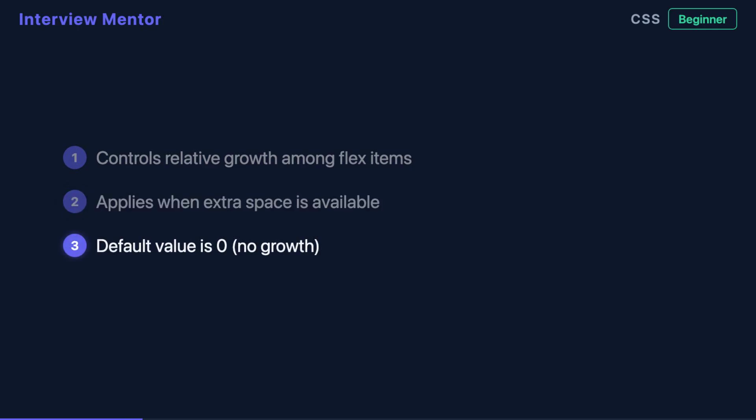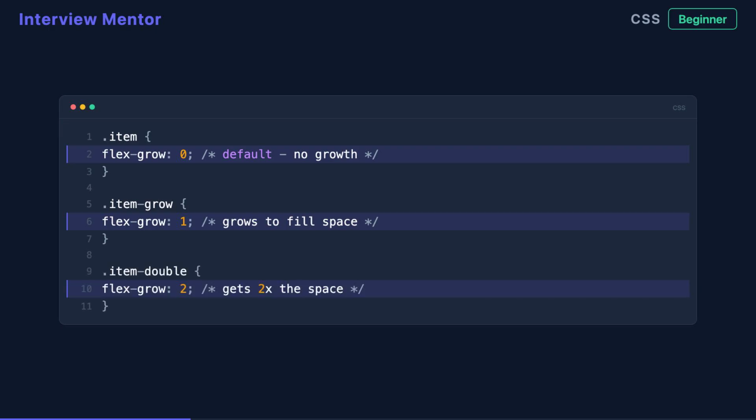By default, all flex items have flex grow 0, meaning they won't grow beyond their content size. The flex grow property accepts a unitless number that acts as a proportion. 0 is the default, which means no growth. A value of 1 means the item can grow to fill available space. Any positive number works, and these numbers are compared across siblings to determine distribution ratios.